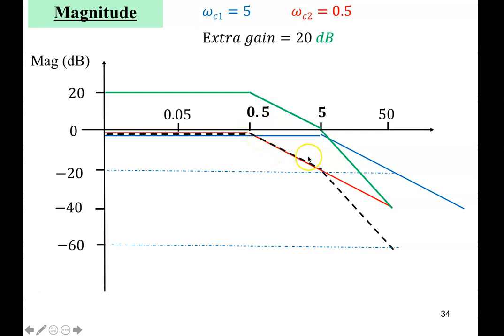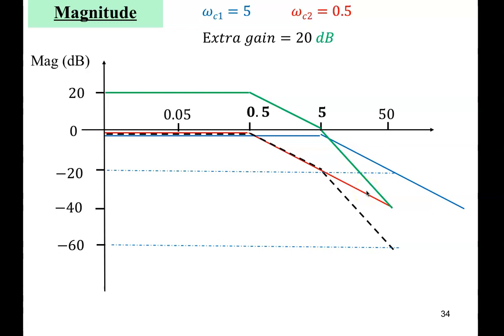The gradient is the same. Okay, it's minus 20 dB per division. So by the time we get to the next division, this should get to minus 20 dB. That's the red line I have here. So that's G2. The blue line is for G1, the red line for G2.